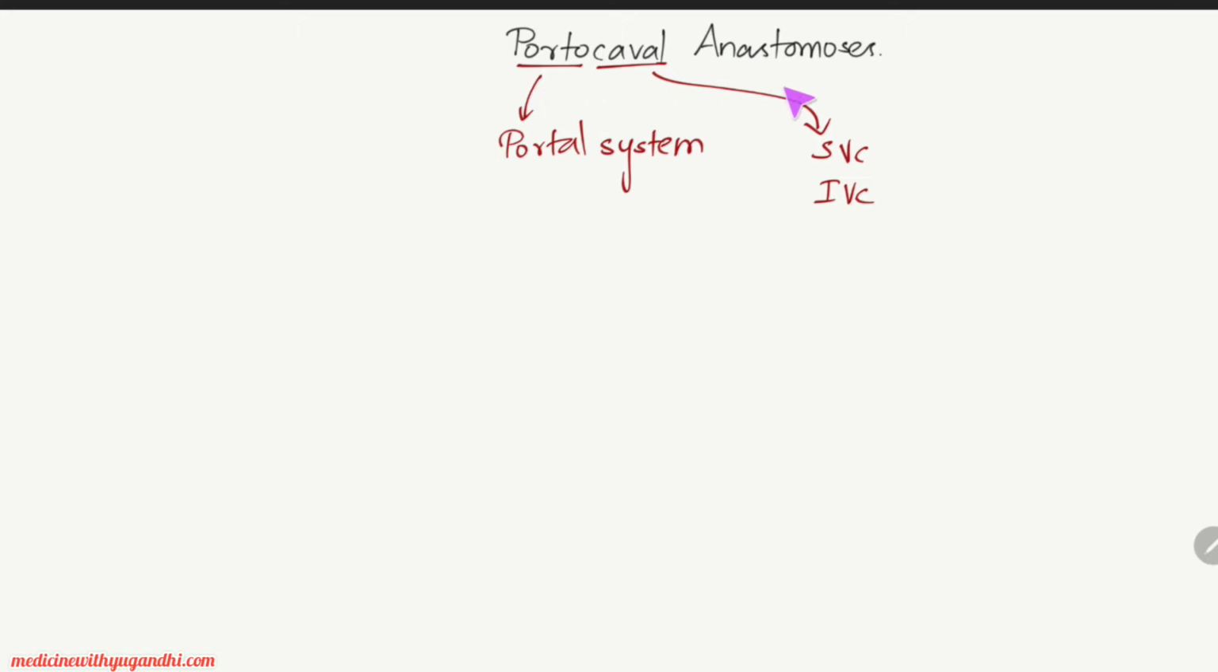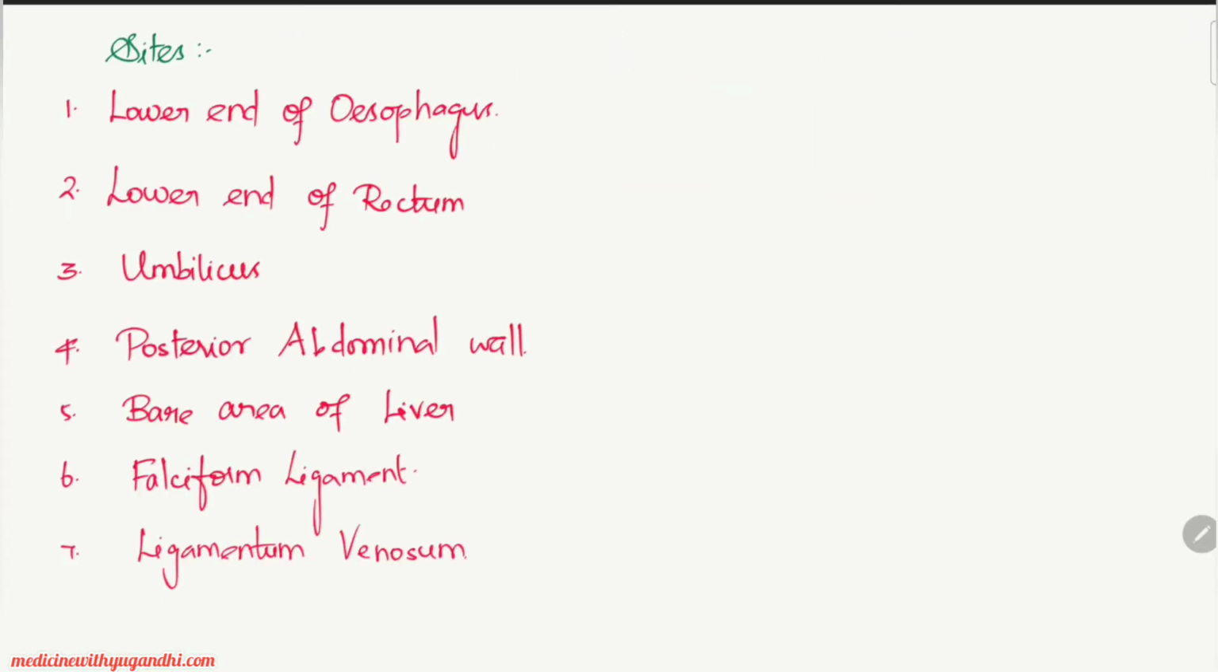This portocaval anastomosis takes place at different places in our body. Totally it takes place at 7 different places. Let us see that one by one. They are as follows. One is at the lower end of the esophagus, then the lower end of the rectum, the umbilicus, posterior abdominal wall, bare area of liver, falciform ligament and the ligamentum venosum.